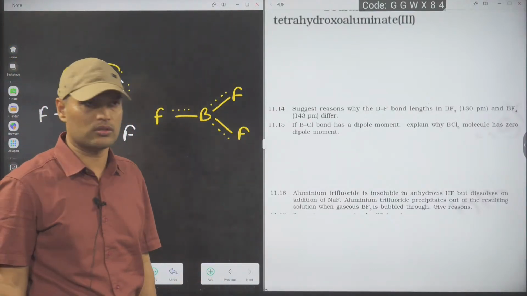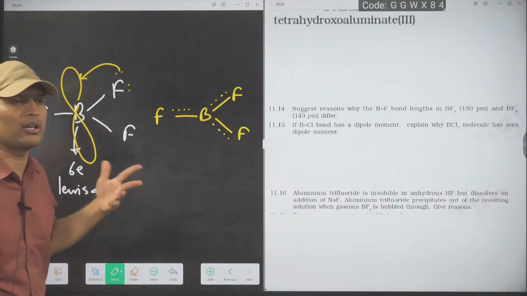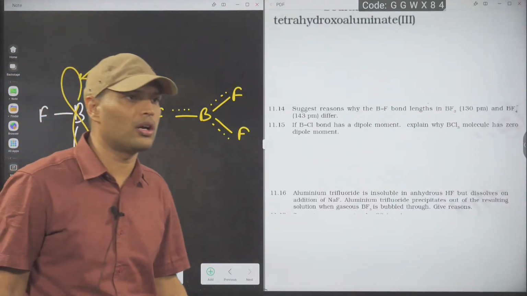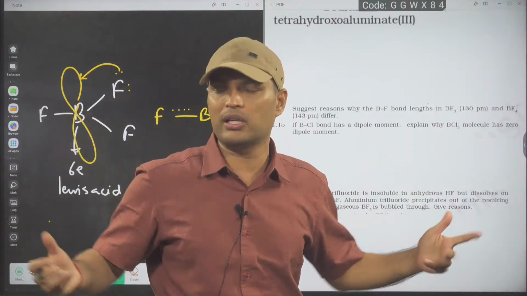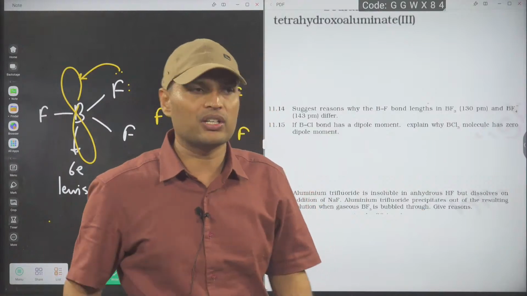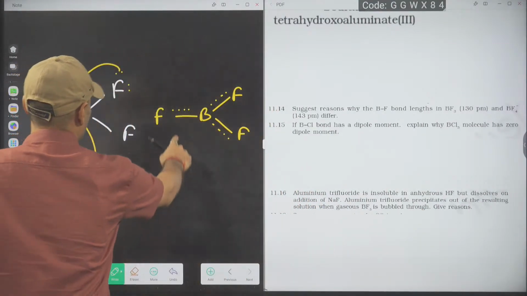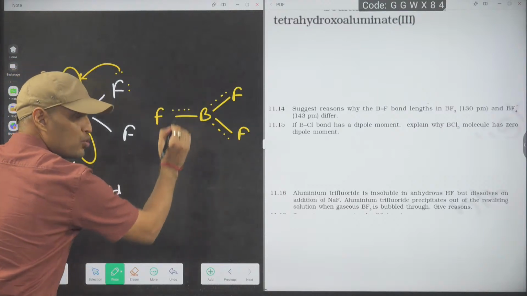Listen carefully. Boron has only 6 electrons here. It is electron deficient, the octet is not complete, but it has some space. I have one p orbital, so please give me electrons. Fluorine will give. So pi character starts coming, and the bond length becomes shorter.